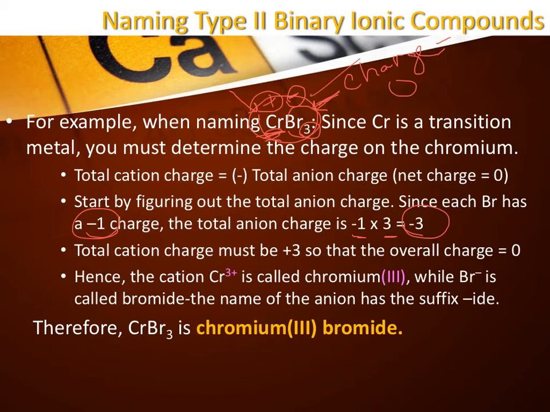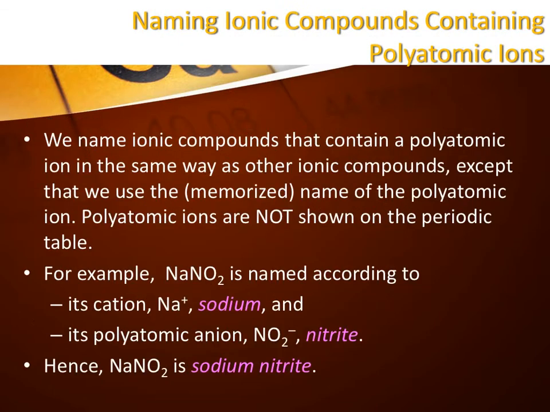Now the cation charge has to equal the anion charge so that there's no net charge overall. So that means the cation charge, the charge on the chromium, must be +3. See, equal to each other, +3 and -3. So the name for the chromium in this compound is chromium, parentheses, Roman numeral 3. So we would call that chromium(III) bromide. Make sure you understand this page. It can be a little tricky, but it's important.